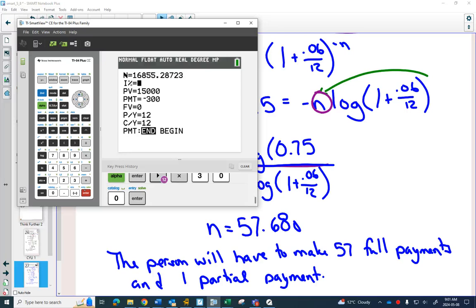Right? How much do you make if you work in a whole day?